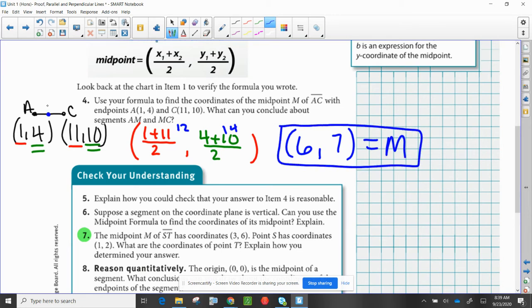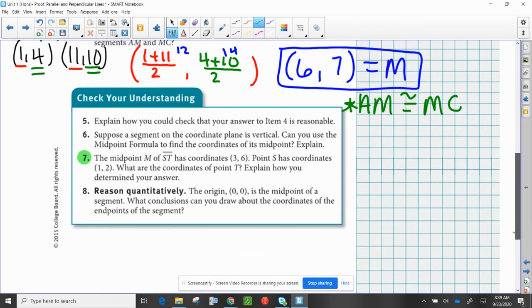So if we had our midpoint M here, what does that conclude about AM and MC? What do you know if we have a midpoint? What do we know about these two little segments here? Well, hopefully you said that they are congruent. If it's a midpoint, that means AM is congruent to MC, because it will divide it into 2 equal segments.